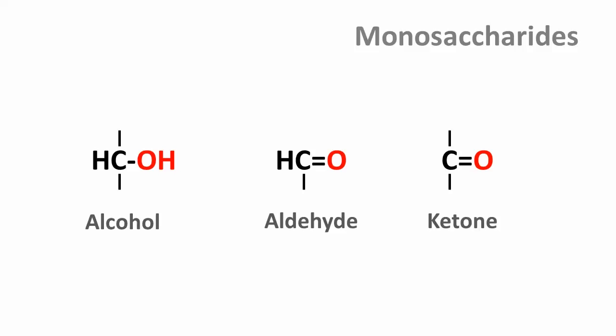Apart from the number of carbon atoms, monosaccharides can also be classified according to whether they're aldehydes or ketones. We call them correspondingly aldoses and ketoses. Confused? Let's try and get some order here. We said that the smallest carbohydrates are the trioses with 3 carbon atoms.